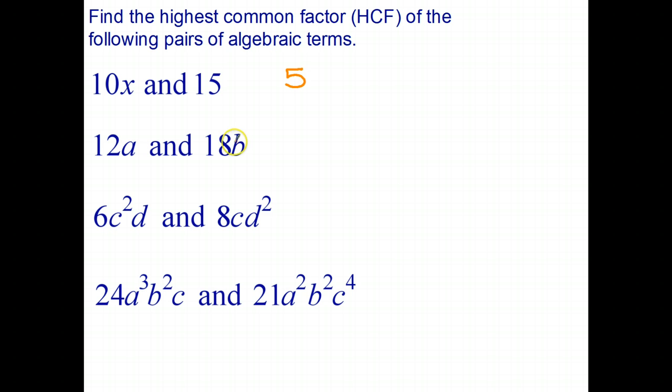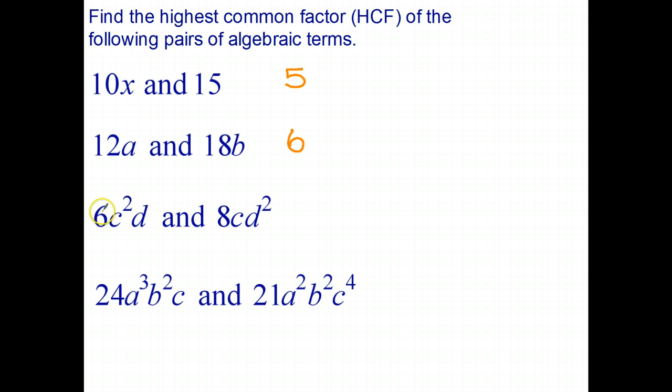Looking at 12a and 18b, starting with the numbers again, and looking at the smallest number, 1 times 12. 12 isn't a factor of 18. 6 times 2. 6 is a factor of 12, and 6 is a factor of 18, so 6 is a common factor. And that's got a factor of a, that's got a factor of b, so therefore 6 is the highest common factor.